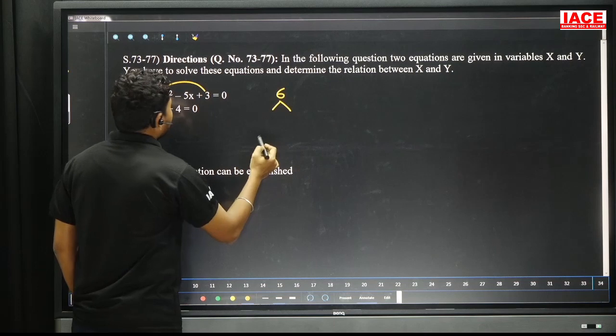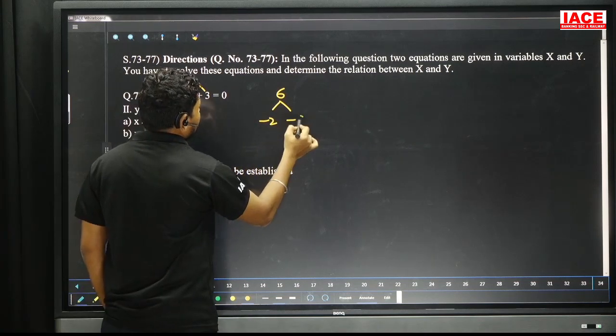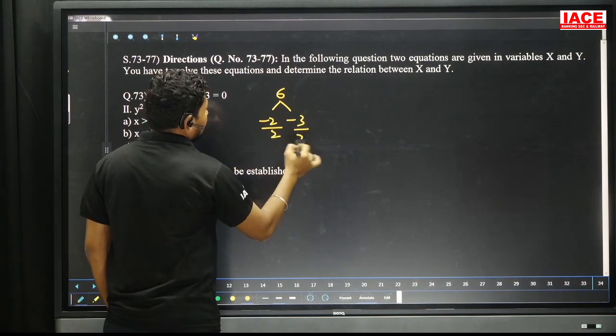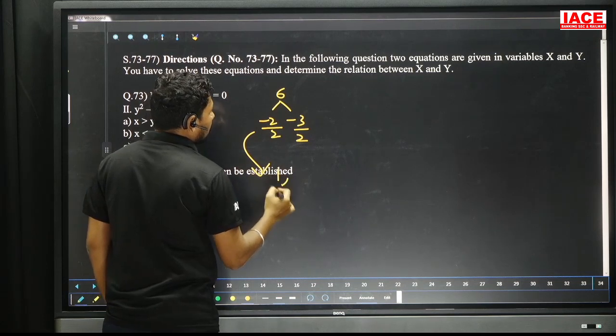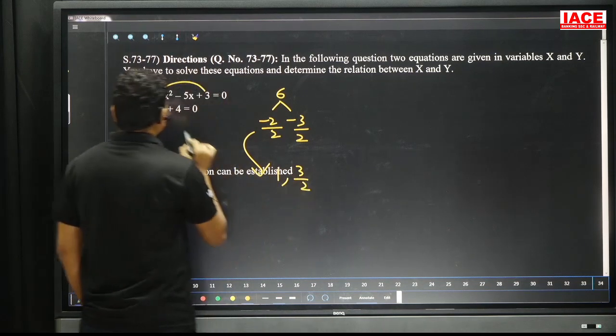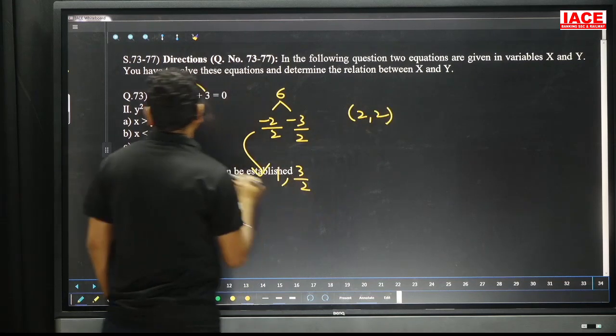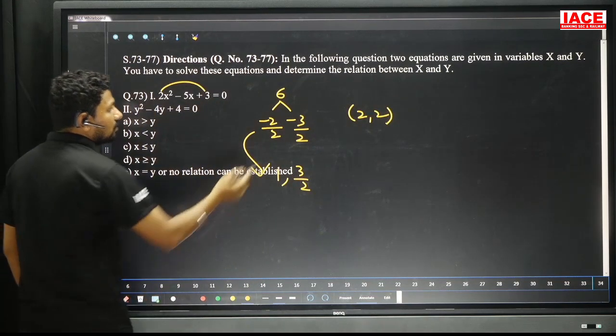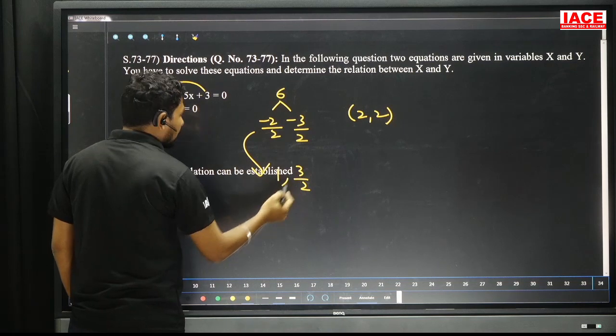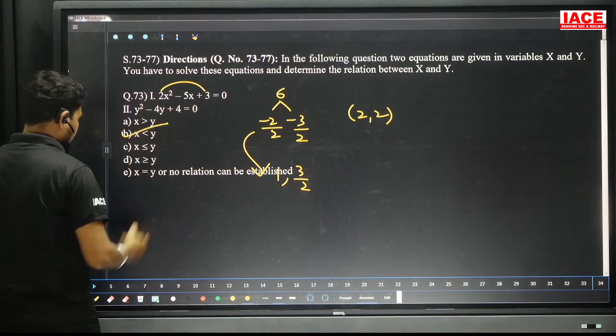Here we can write the value: minus 2 and minus 3, and finally we have to divide by 2. Finally the answer becomes 1 comma 3 by 2, and here for y you will get 2 comma 2. So 2 is always bigger than 1.5, then x is less than y, option B.